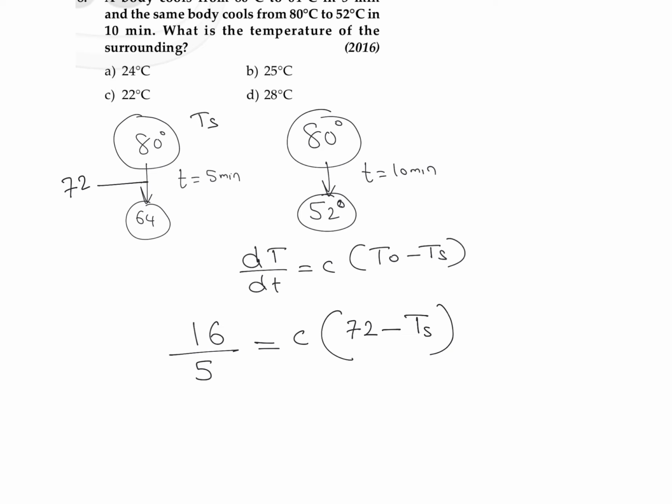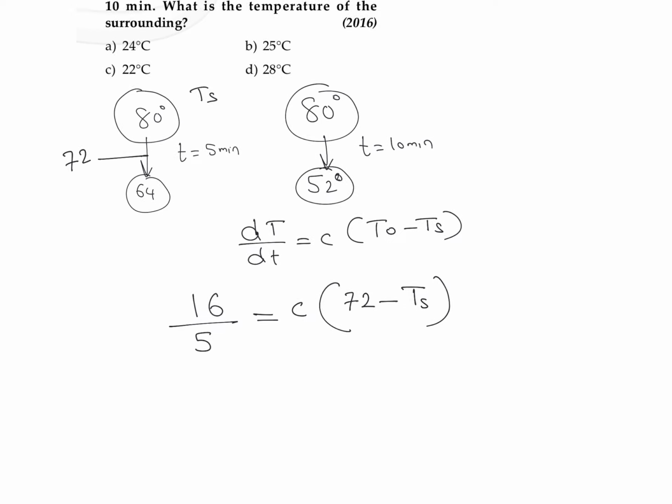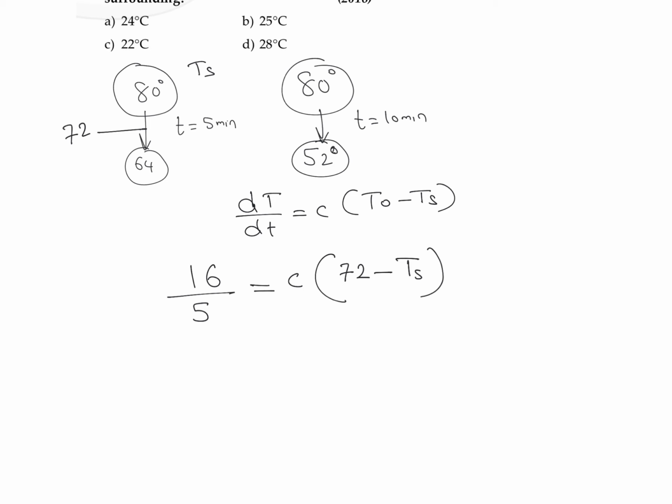Now in the second situation, the temperature changes from 80 to 52 degrees Celsius. So the value of change in temperature we can take as 28. So this is 28 divided by time, which is given as 10 minutes, is equal to a constant into 66 minus temperature of surrounding, which we can take as, let's say, Ts.